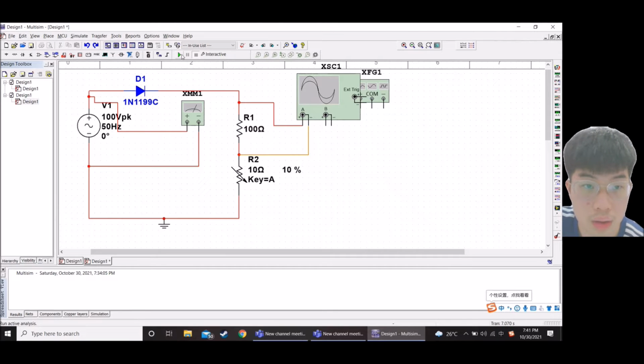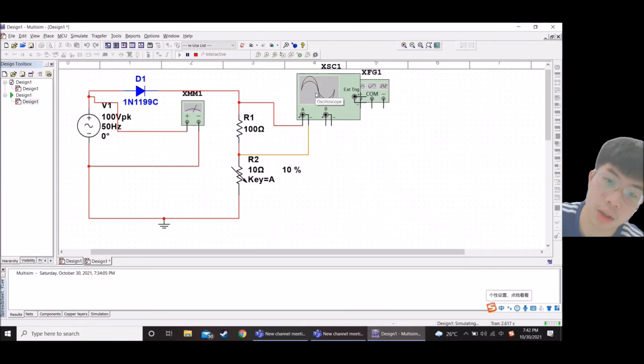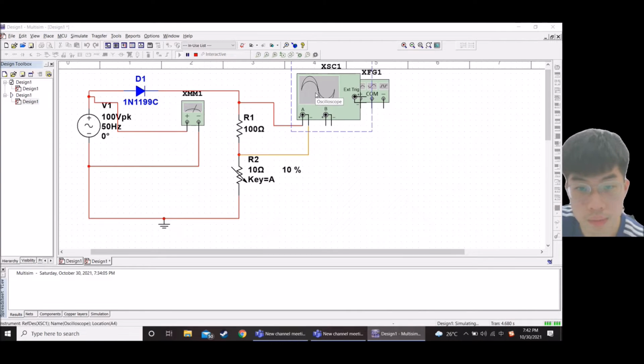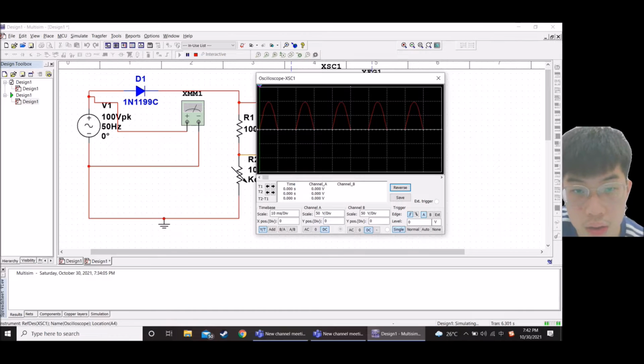Okay. Sekarang pada dia punya output. Oscilloscope dapat output dia macam positif cycle ada, negatif cycle tak ada.